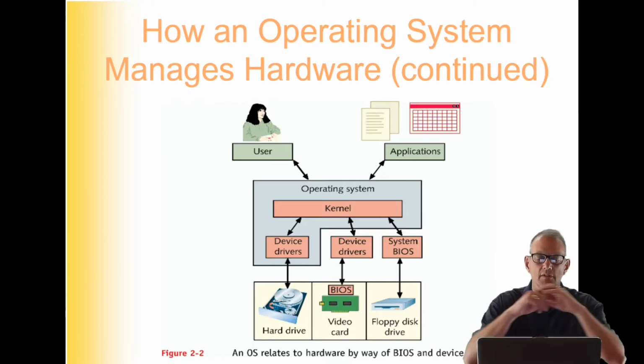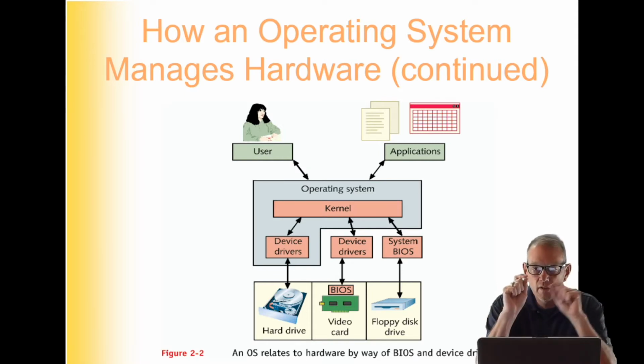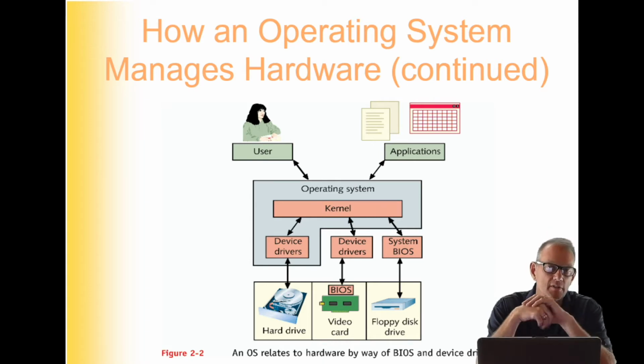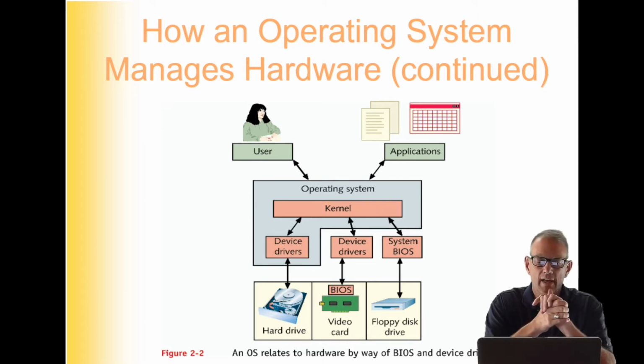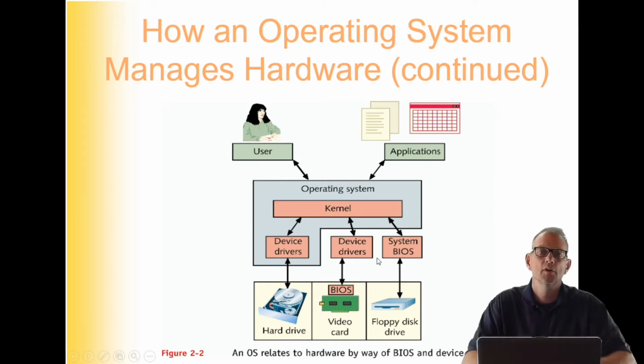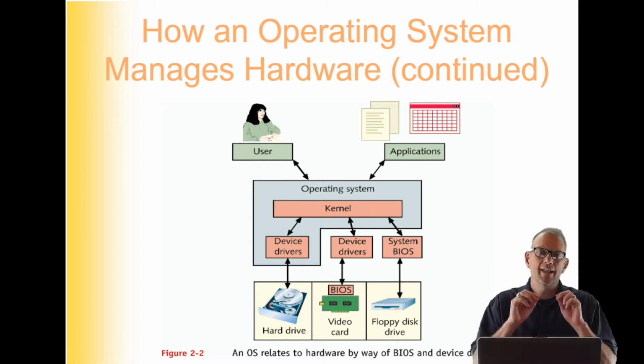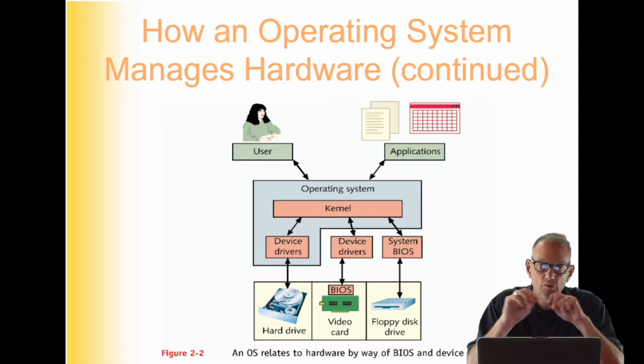Now, one of the things that is important to get from this particular chapter is the one little small program that an operating system has that allows us to use hardware, and it's right down here. The word is device drivers. Drivers are small programs that allow Windows to use hardware.